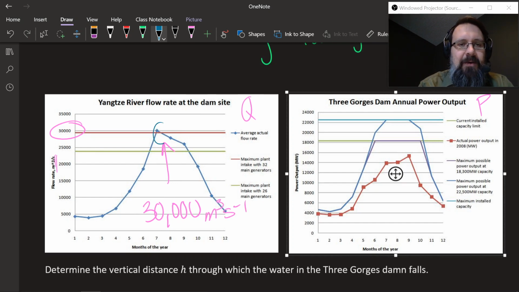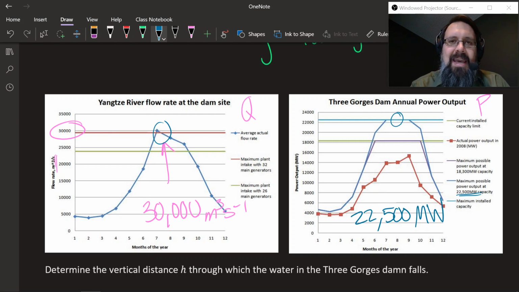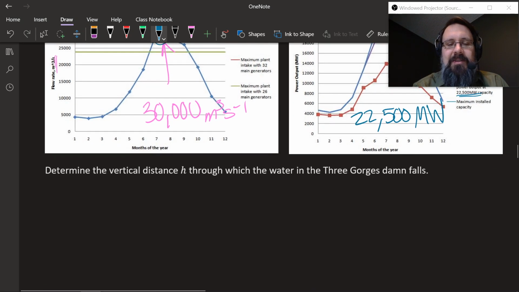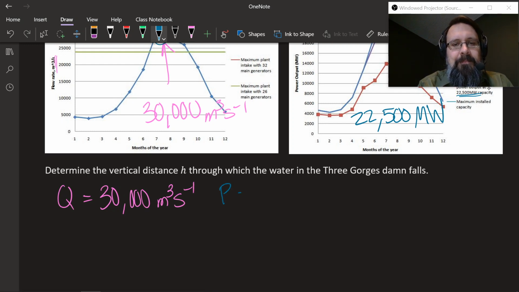And when you're at that peak flow rate, you can reach a maximum possible power output, looking at the blue line, of 22,500 megawatts. From this data, I thought it would be interesting to estimate the vertical distance h through which the water in the Three Gorges Dam falls. So we determined that Q, the flow rate of this dam, is 30,000 cubic meters per second, and the power output of the dam is 22,500 megawatts.